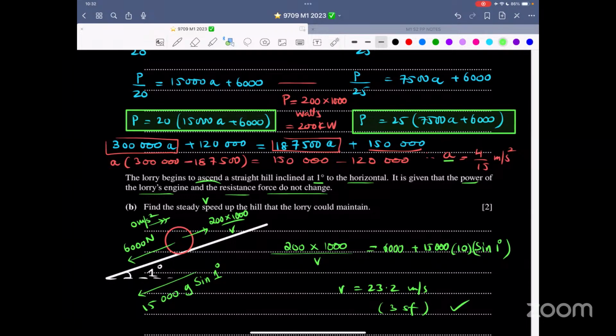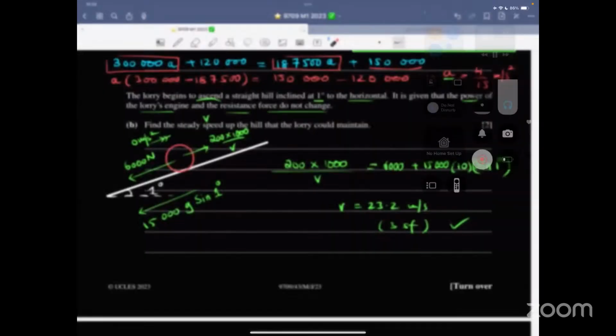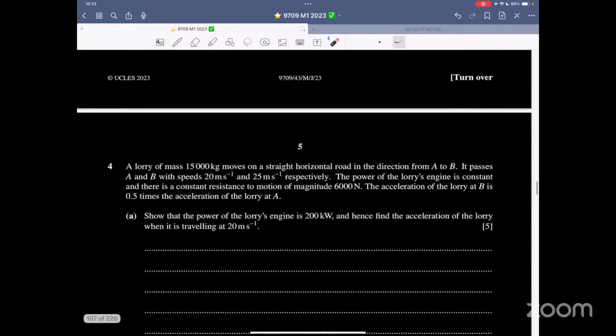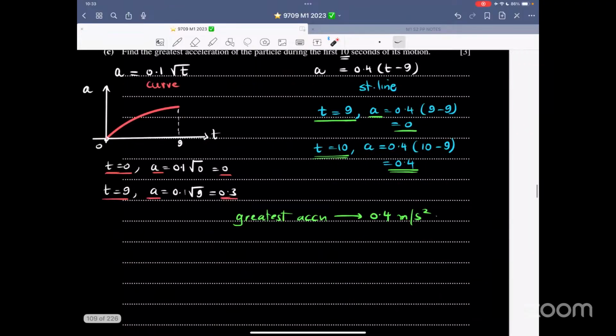Now it says the lorry begins to ascend. Now when it's going up, what is happening? Once it's going up, that is the same power. We are looking for some steady speed, that means acceleration is 0. Resistive force is there and weight component is also there, mg sin theta. Theta is 1 and m is 15,000. So we get the value of v as 23.2 meters per second. So this is done.